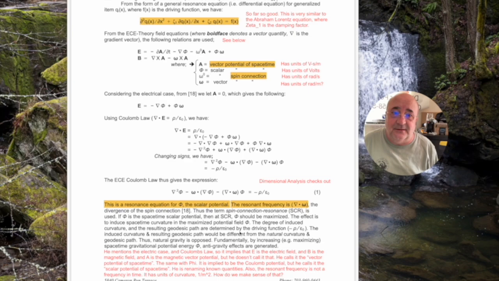Work is being done. When you have geodesic motion, there's no work being done. But here, obviously, if you have an electric field causing a particle's path to change, work is being done. So that's not geodesic motion.